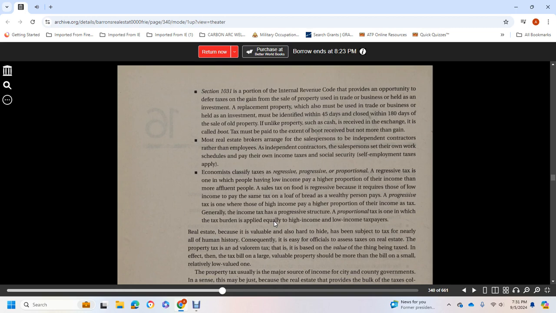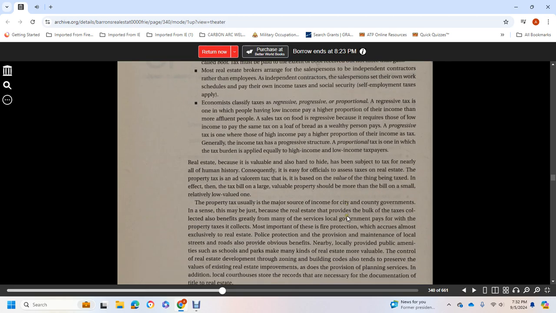Economists classify taxes as regressive, progressive, or proportional. A regressive tax is one in which people with low income pay a higher proportion of their income than more affluent people. A sales tax on food is regressive because it requires those of low income to pay the same tax on a loaf of bread as a wealthy person pays. A progressive tax is one in which those with higher income pay a higher proportion of their income, generally the income tax. A proportional tax is one in which the tax burden is applied equally to high income and low income taxpayers.